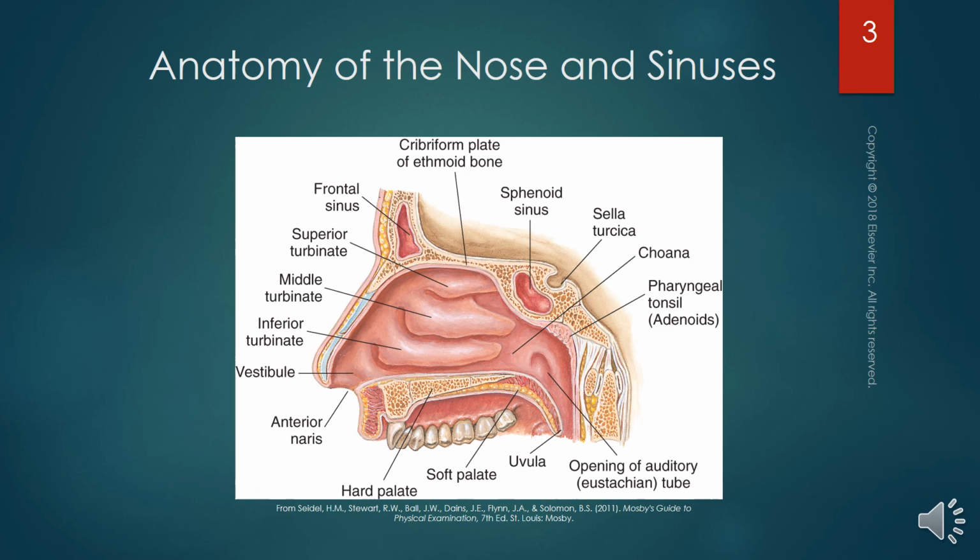So the anatomy of the nose and the sinuses. Just look over this anatomy right quick. Notice the turbinates in the nose, the vestibule, the anterior nares, all of those things.